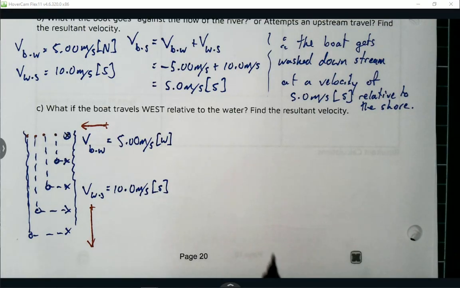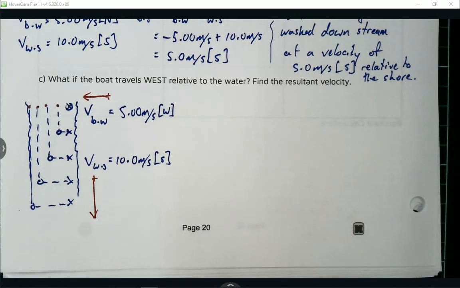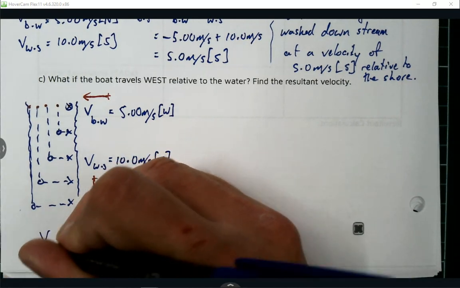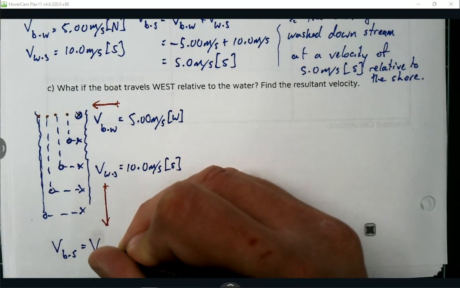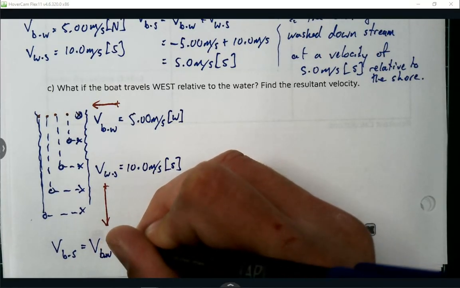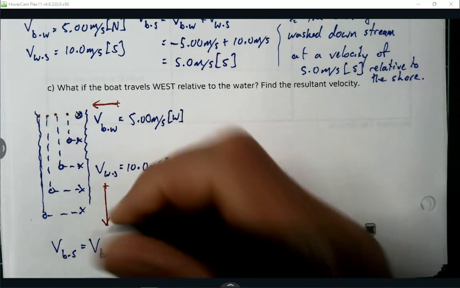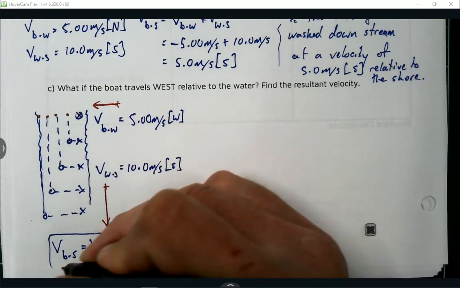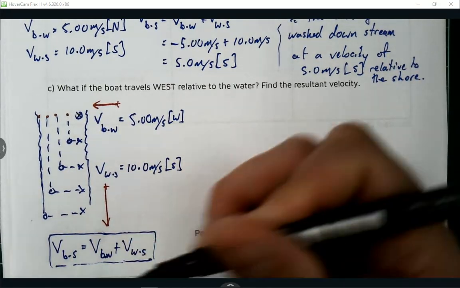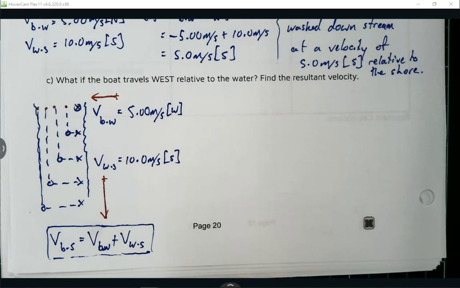And the vector equation still hasn't changed from up above. The vector equation still is VBS equals VBW plus VWS. Here's the thing though. This vector equation does not mean, let's make sure we're really clear about this, because I think that the questions up above could confuse us. What this vector equation does not mean is 10 plus 5 is 15. It does not mean 10 plus 5 is 15.